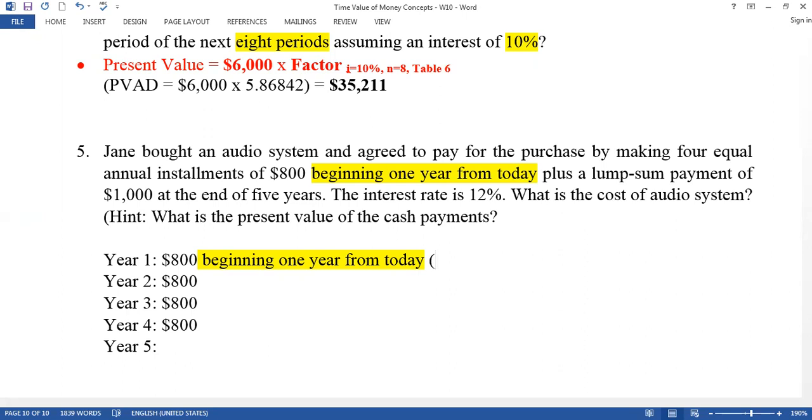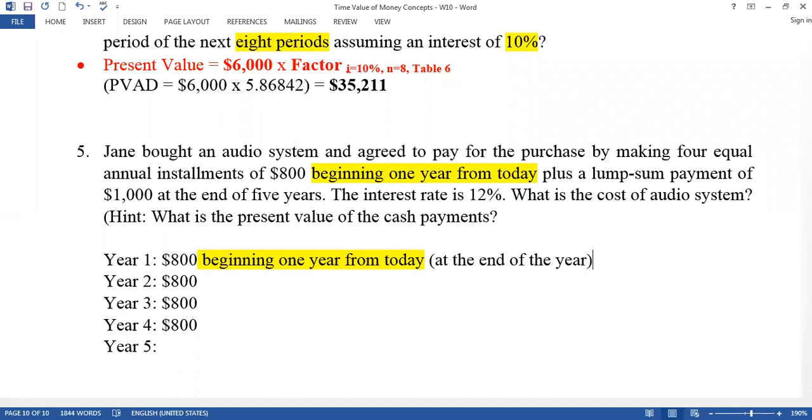January 1st or December 31st? Today is January 1st, right? Today is January 1st, but the first payment begins 1 year from today. Begin means you will start, right? It will start 1 year from today. So not here, the first payment is here. You understand? Not beginning today. That means at the end of the year.